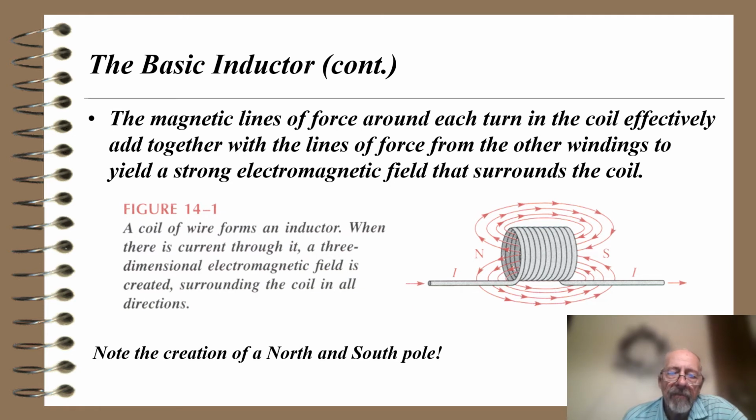You can see this in figure 14.1. A coil of wire forms an inductor. When there is current through it, a three-dimensional electromagnetic field is created, surrounding the coil in all directions. You might notice that they show a current I going in the left-hand side and exiting the right-hand side. Because of that flow of current in that direction, we get a north pole on the left and a south pole of the magnetic field on the right-hand side.